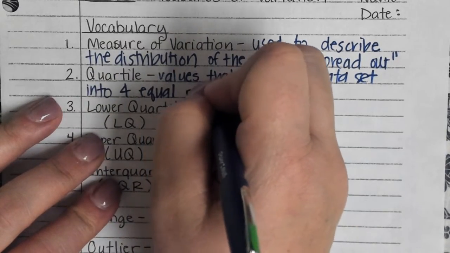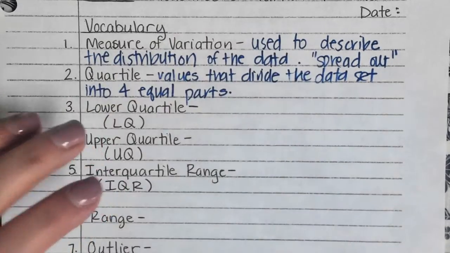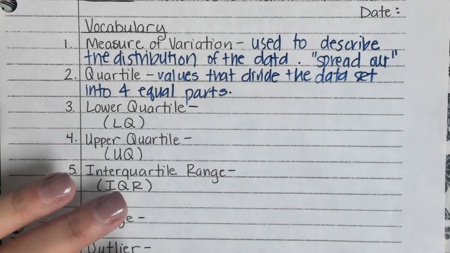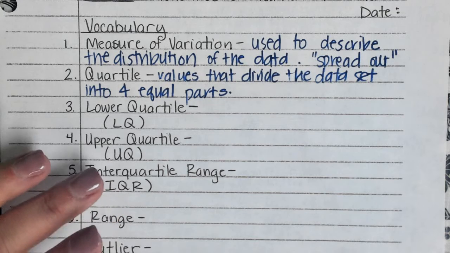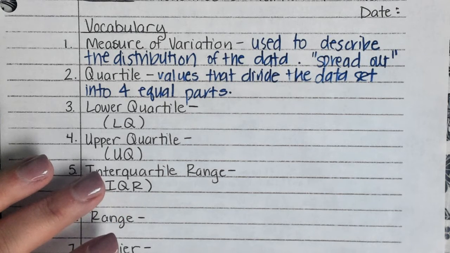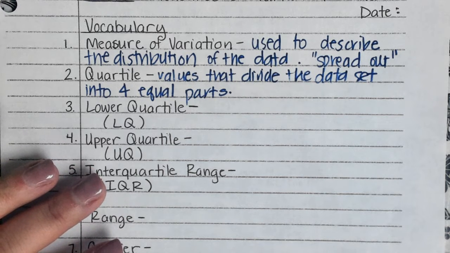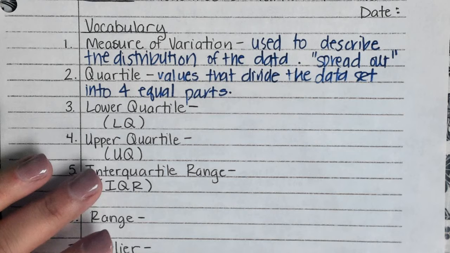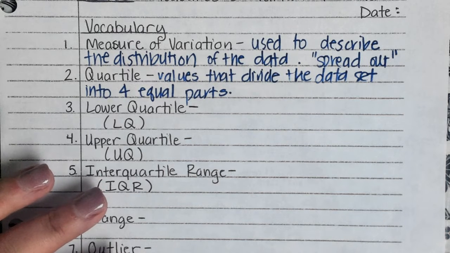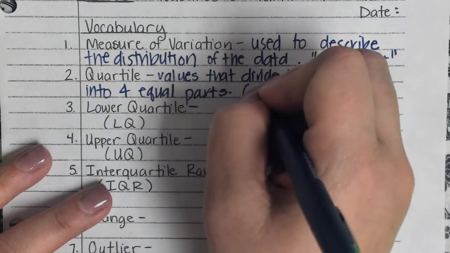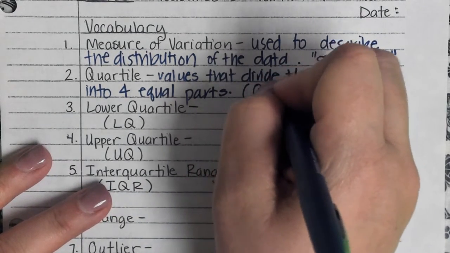Think about that word quartile. What do you hear there? Quart. Quarter. Really focusing on the root word there. How many quarts are in a gallon? 4. How many quarters in a dollar? 4. So we're splitting our data into 4 equal parts. And we can think about quarter here.